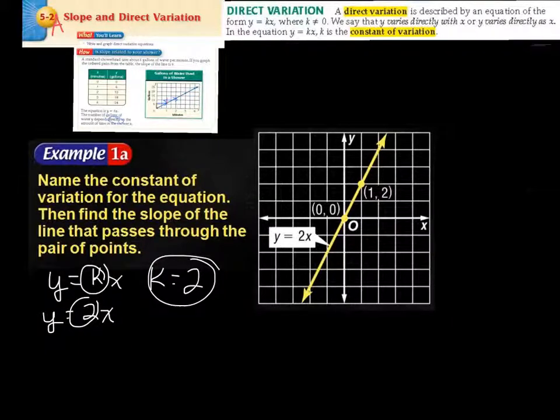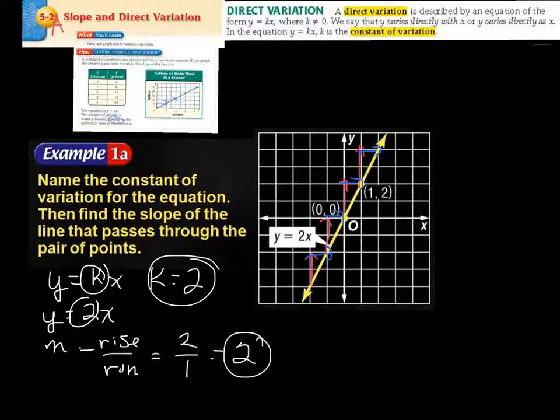And then they ask us to find the slope of the line that passes through the pair of points. Slope is rise over run, so if we look at any 2 points on this line, the rise is always going up 2 every time. And the run is always going over 1. So our slope, which is rise over run, graphically, is always up 2 over 1, which reduces to 2.